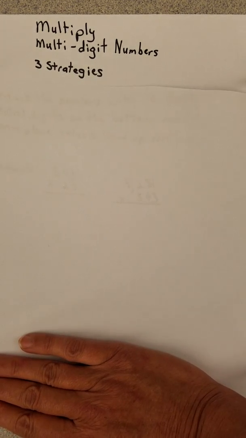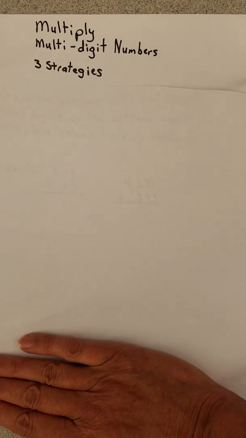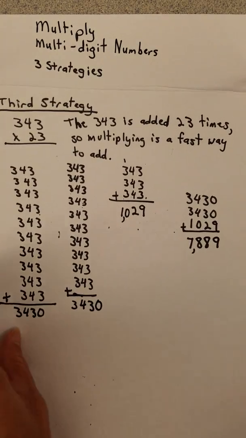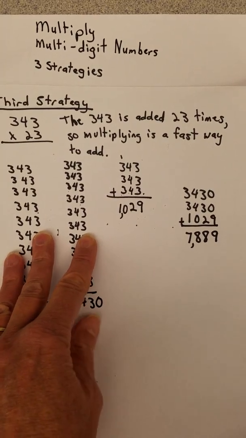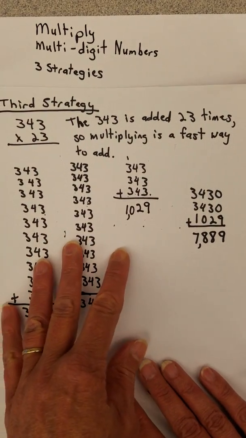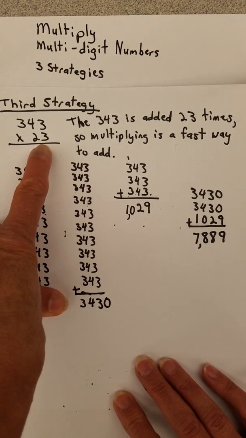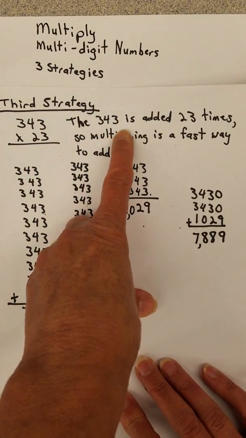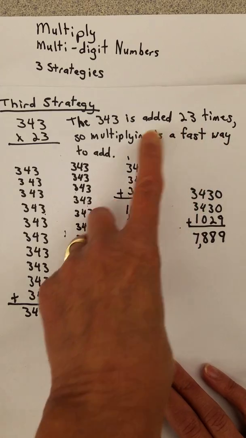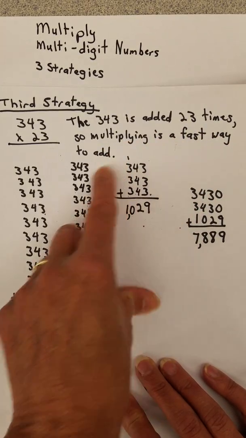Anyway, I want to teach you how to multiply multi-digit numbers. And I've got 3 different strategies to show you. The first one is taking you back to what multiplication really is, and that is just a fast way to do adding. So when you say 343 times 23, the real meaning is the 343 is added 23 times. So multiplying is a fast way to add.